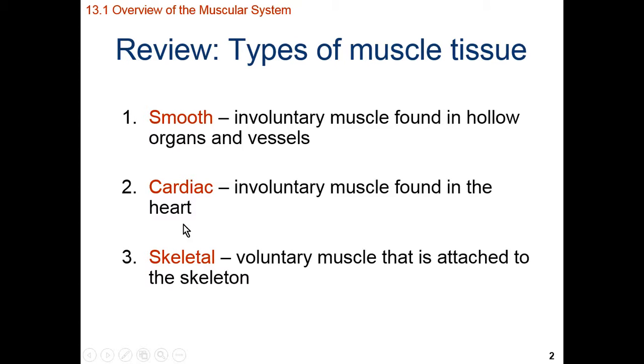Of these tissue types, skeletal muscle is the most common. It's also voluntary. You choose when to contract it. And as its name implies, skeletal muscles are attached to some part of the skeleton. Some kind of bone will be attached to skeletal muscle tissues. Cardiac muscle tissue is the muscle tissue found in the heart, and thank goodness it is involuntary. And the same thing for smooth muscle.